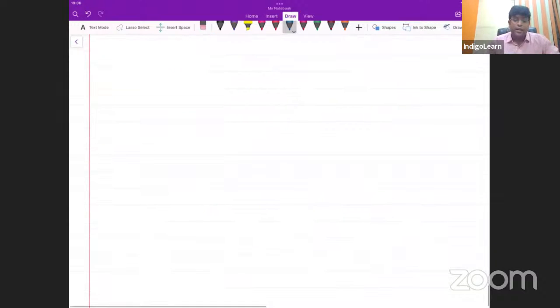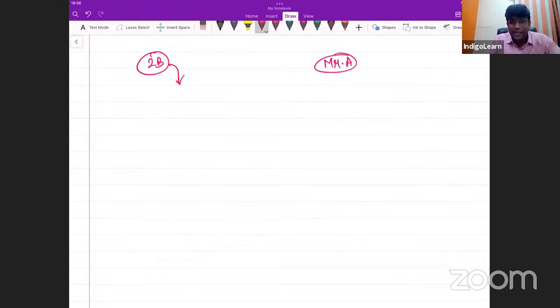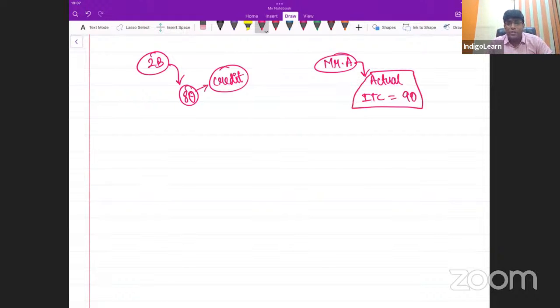105%. So imagine, for example, my dear friends, for that Mr. A, in 2B, credit visible is, let's say, 80. 80 is the credit reflecting in GSTR 2B. But according to Mr. A, actual ITC for A is 90. According to A, actual ITC is how much? 90. I repeat, according to A, actual ITC is 90. But what is reflecting in 2B is only 80. That means the balance 10 is not reflecting in GSTR 2B.